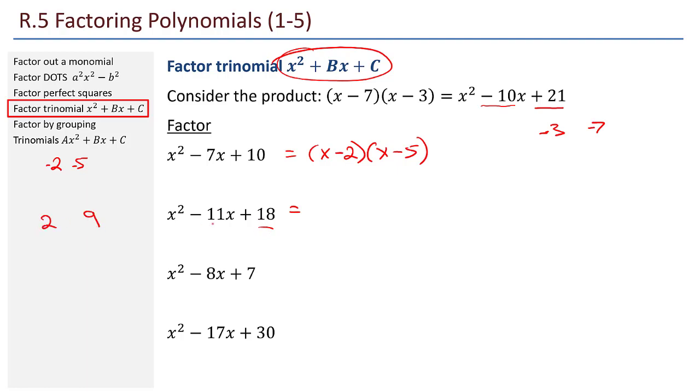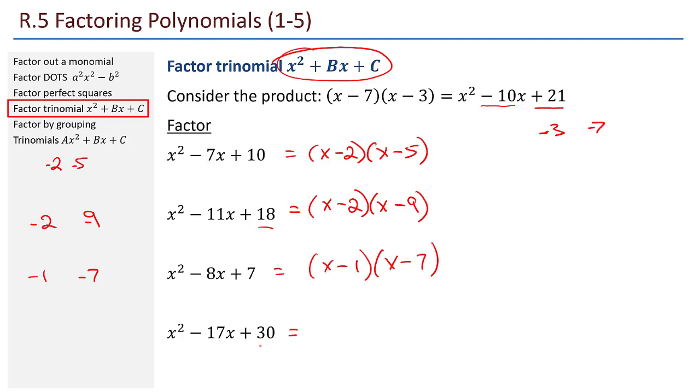And, 2 plus 9 is 11, so negative 2 minus 9 is negative 11. So x minus 2, x minus 9, that will work. 7. It looks like, since my middle term is 8, I'm probably just going to want 1 and 7. Well, negative 1, negative 7, right? X minus 1, x minus 7.